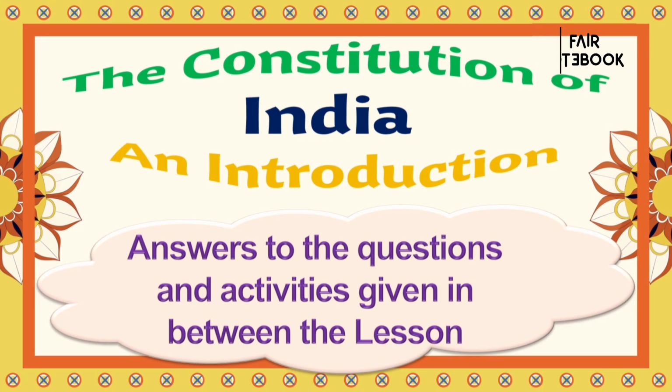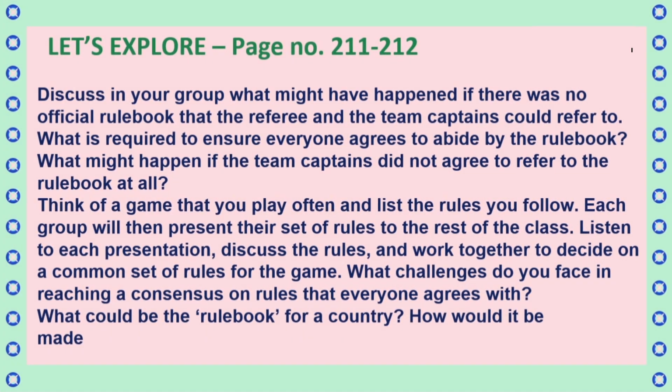Answers to the questions and activities given in between the lesson. Let's explore the activity on page number 211 to 212. Discuss in your group what might have happened if there was no official rule book that the referee and the team captains could refer to. What is required to ensure everyone agrees to abide by the rulebook? What might happen if the team captains did not agree to refer to the rulebook at all?